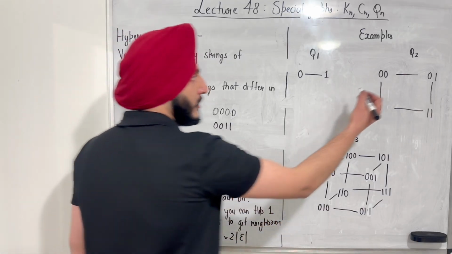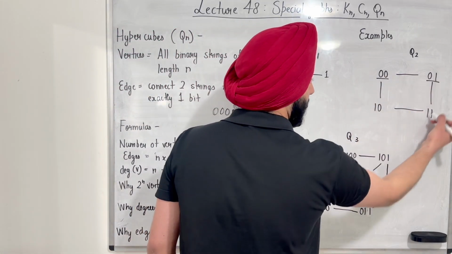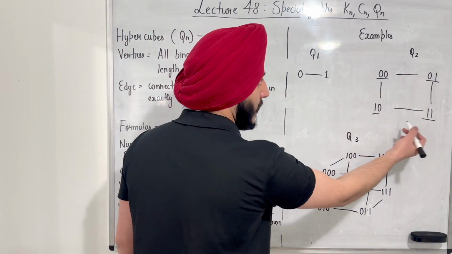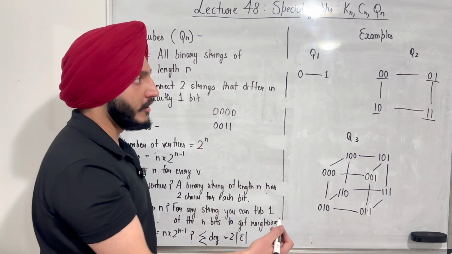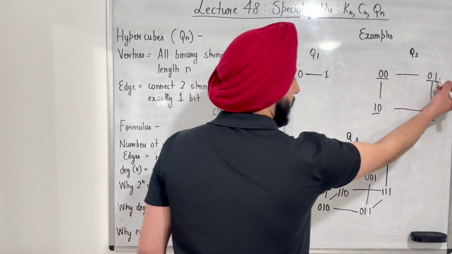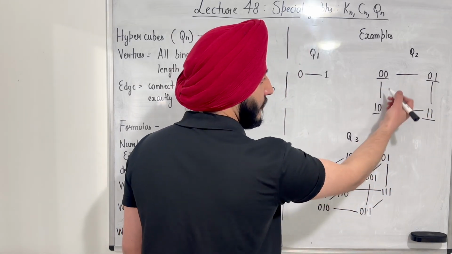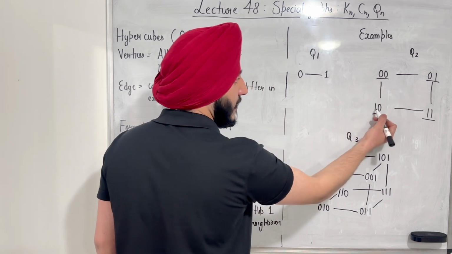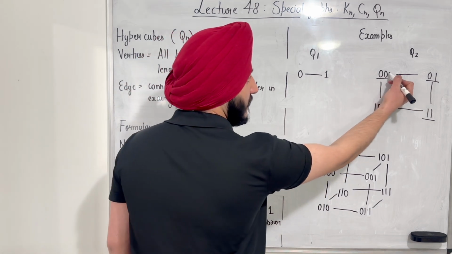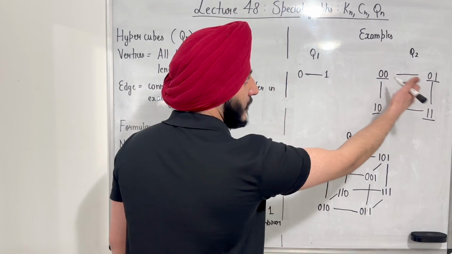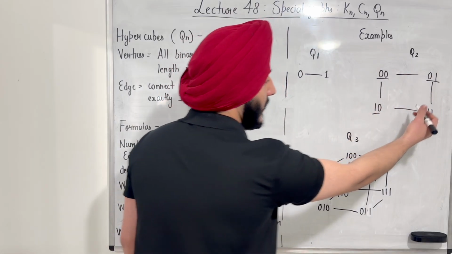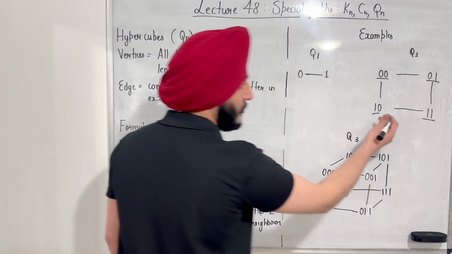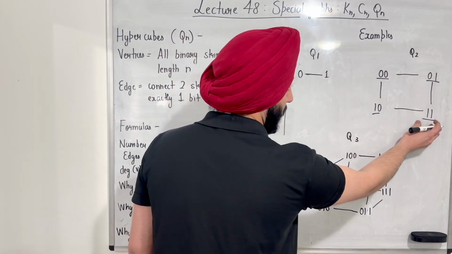Now, these are all the possible 2-digit bit strings: 0 0, 0 1, 1 0, 1 1. And look at the connections carefully. 0 0 is connected to 0 1 and 1 0 because they differ by only 1 bit. If you change the first digit to 1, it results in 1 0. And if you change the 0 on the right side to 1, it results in 0 1. And 1 0 and 0 1 are connected to 1 1 because if you change one of their bits, it results in 1 1.